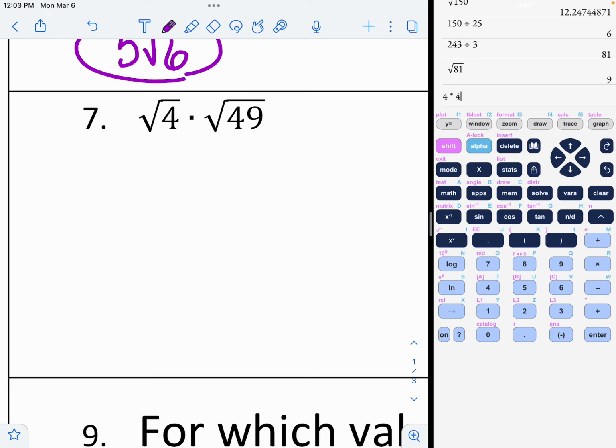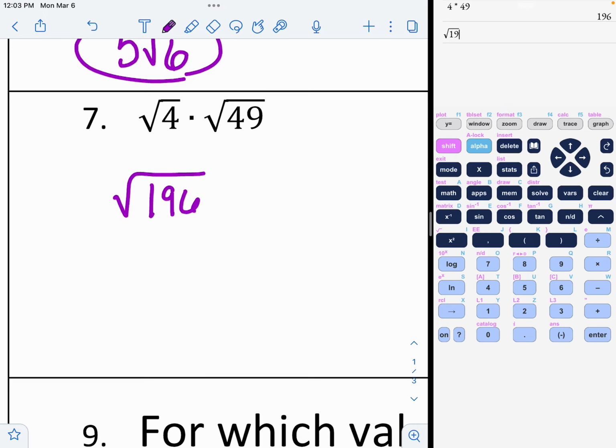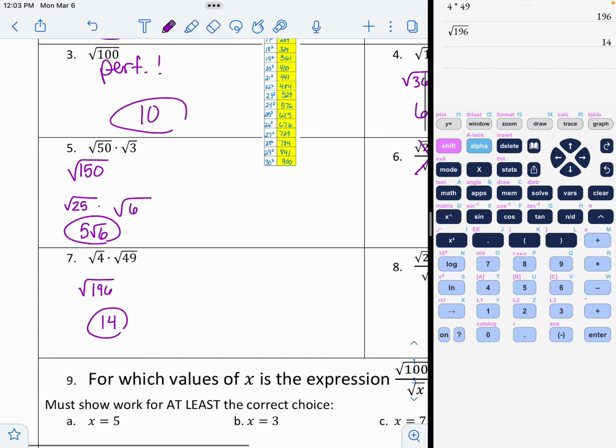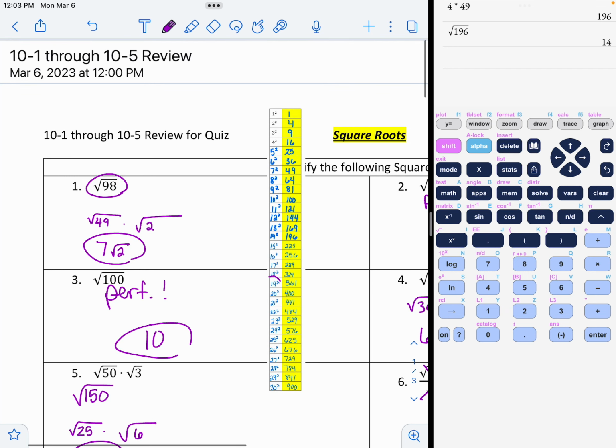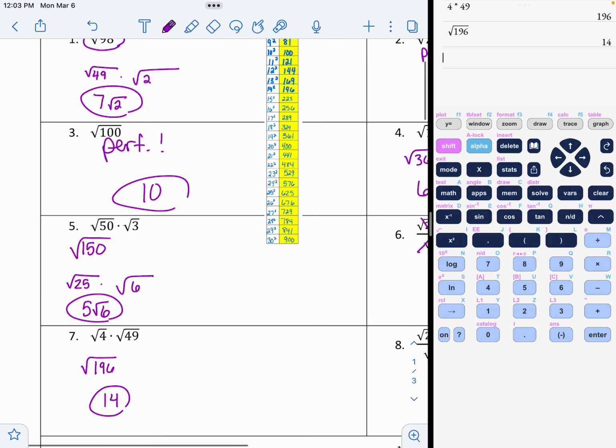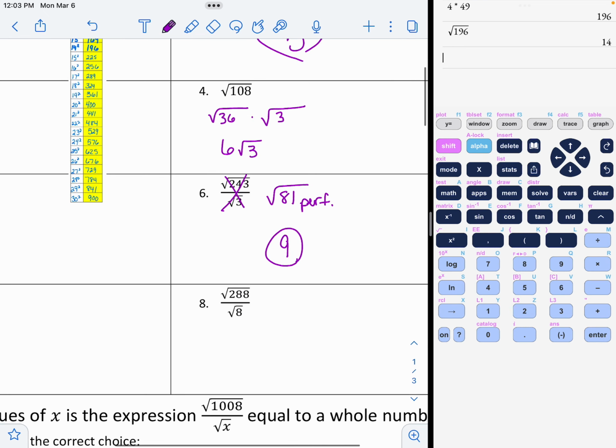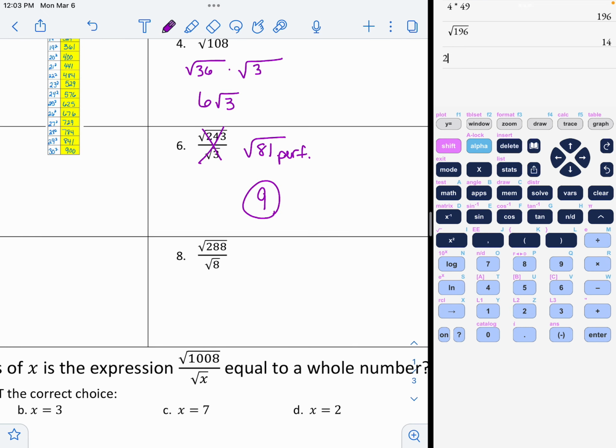Now I'm going to do 4 times 49 on this one, 4 times 49. And excuse me, I did this one on purpose, the square root of 196, which just so happens to be a perfect square. So my answer is just a plain 14. If you look on your list, 196 is on there, and the answer is just a plain 14. Now, if it was not on there, you'd have to go through the process of dividing. So 288 divided by 8 is also, again, a perfect square of 36, so the final answer is 6.